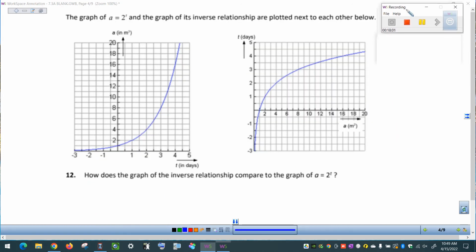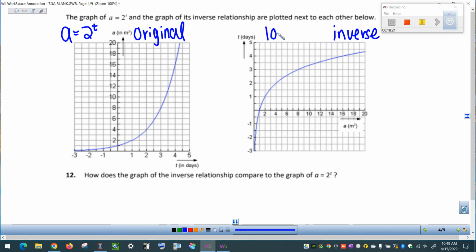All right, so I'm going to do a little bit more labeling here. I'm going to call this first graph the original. And this is what we looked at the very beginning today. So that's A equals 2 to the T. The input is time in days. And then let's go ahead and label this one here as the inverse. And we saw that it was log base 2 of 8. Well, 8 represented an area. So let's just put an A in that position to generalize. It's the area that goes there.